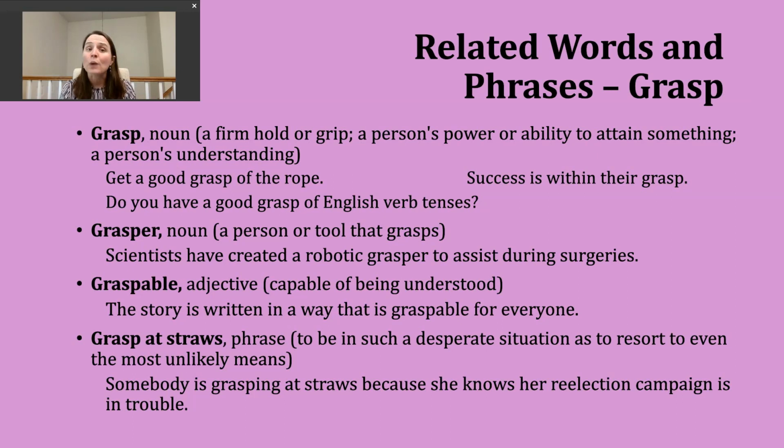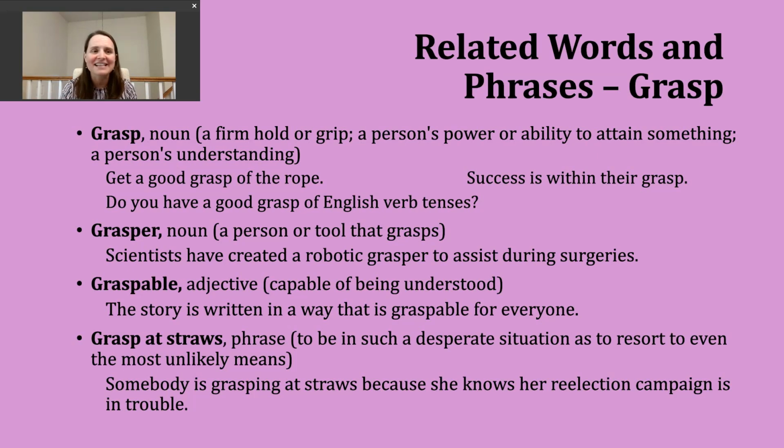A second way you'll hear grasp used, it refers to a person's ability or maybe their power to attain or reach something. So you might hear something sort of like success is within their grasp, right? So this idea, they have the ability or maybe they have the power to achieve success with regard to some goal. A third way we use the noun grasp is to refer to someone's understanding. An example of this: do you have a good grasp of English verb tenses? Right? Do you have a good understanding of them?